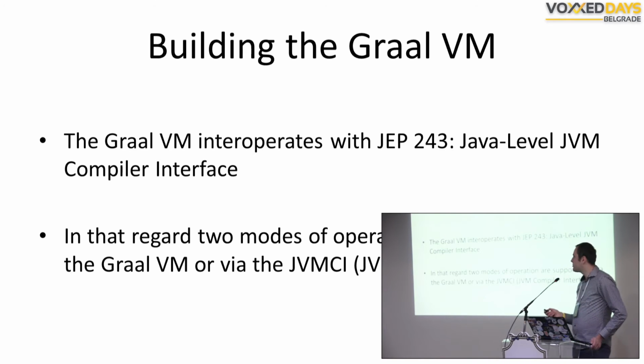However, they also support the compiler interface so that you can use and run the Graal virtual machine on top of an existing Java virtual machine, which is not possible as of JDK 8. So this interface will be part of JDK 9. So in that regard, we have two modes of operation. You can have a standalone Graal virtual machine that uses a modified version of Hotspot, or you can use a Graal VM that runs on top of an existing JDK that provides the Java compiler interface.